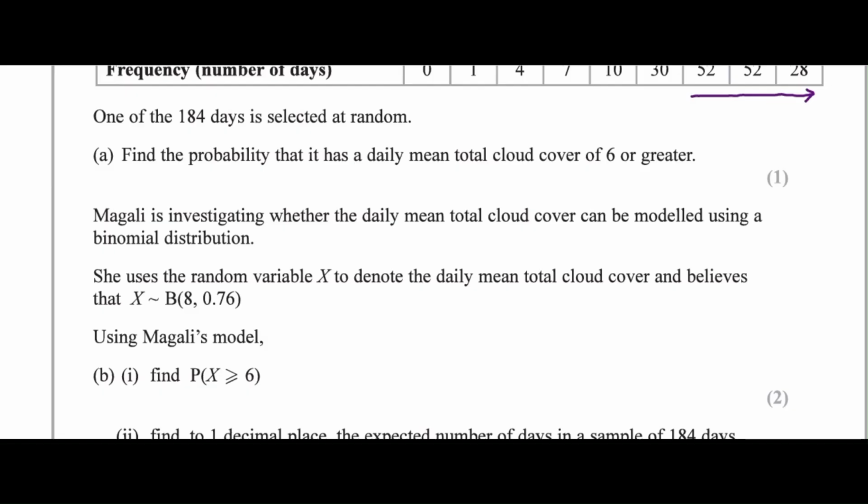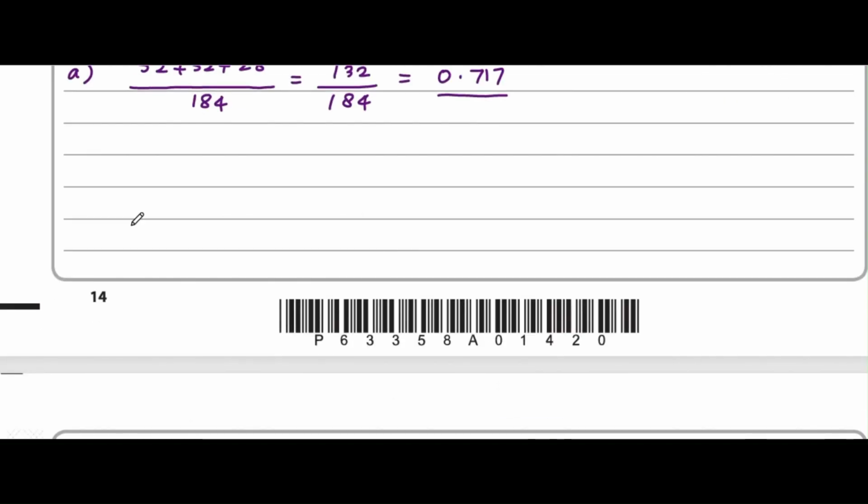Part B. Magali is investigating whether the daily mean total cloud cover can be modeled using a binomial distribution. She uses the random variable X to denote the daily mean total cloud cover and believes that X follows binomial 8, 0.76. Using Magali's model, find the probability of X being greater than or equal to 6. So let's write the binomial distribution model here. X follows binomial, n is 8, p is 0.76, and what is the probability of X is greater than or equal to 6.